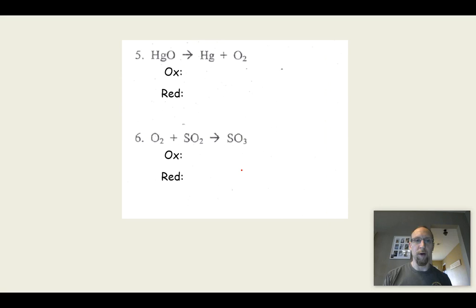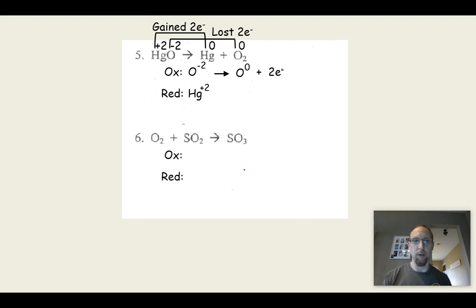Number 5, assign oxidation states, connect the ones that changed, who lost, who gained. So O minus 2 is oxidized because it lost, and then Hg plus 2 was reduced. And then O minus 2 is becoming O 0 plus the 2 electrons that it lost. And then Hg is gaining 2 electrons to become Hg 0.